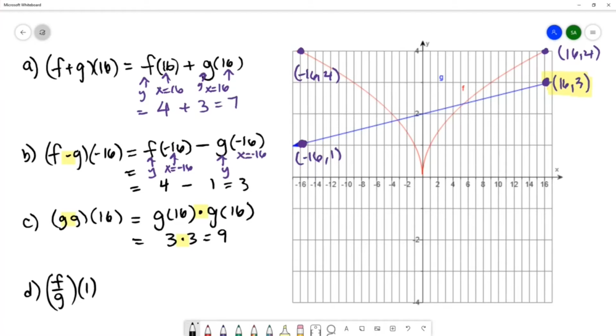And then finally, we want to do f over g of 1, and that is f of 1 divided by g of 1. So we've got division here. We're doing division of our individual functions. So f of 1 would be right here. This is the ordered pair 1, 1. And g of 1 doesn't look like it gives us a nice number.